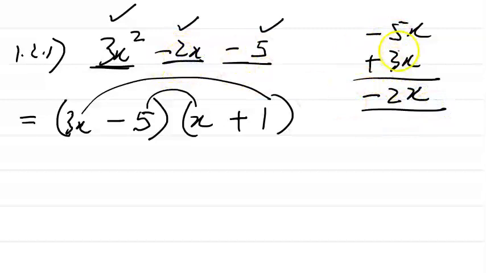Always check your factorization by products to make sure that you get the correct answer. So there's the answer there. The answer will be 3x minus 5 into x plus 1.